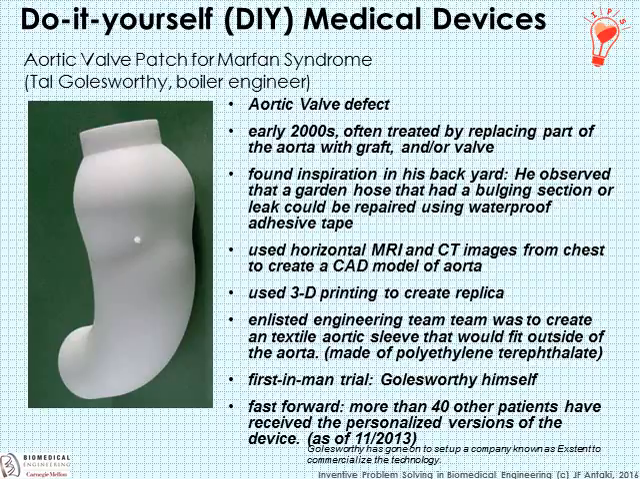So he was resourceful enough to get some medical collaborators to perform an MRI and CT image of his chest so that he could create a 3D CAD model of his own aorta. He then used 3D printing to create a replica and enlisted some other engineers to create a textile aortic sleeve that custom fit the outside of his aorta. It was made out of polyethylene terephthalate, PET. And when the time came to do clinical trials, he was himself the first human subject. Fast forward, he's now started a company and more than 40 other patients have received a personalized version of this device as of November of 2013.